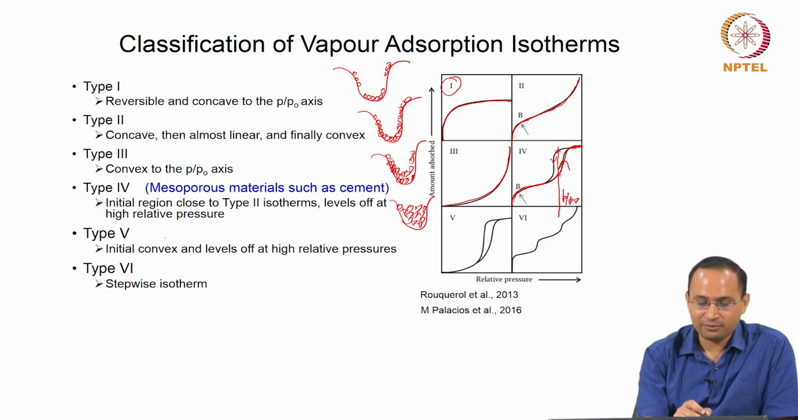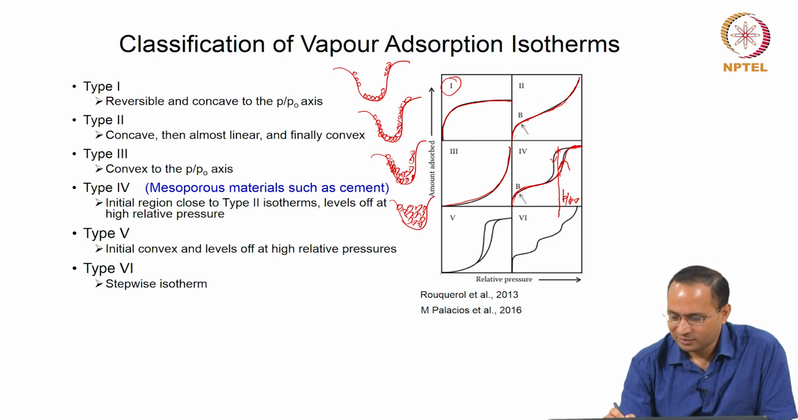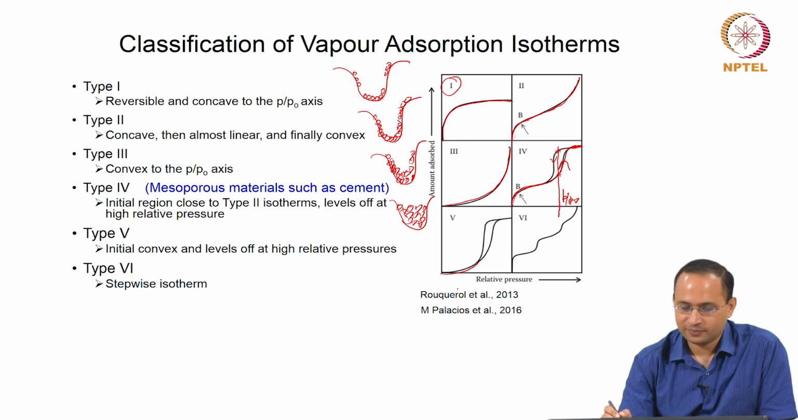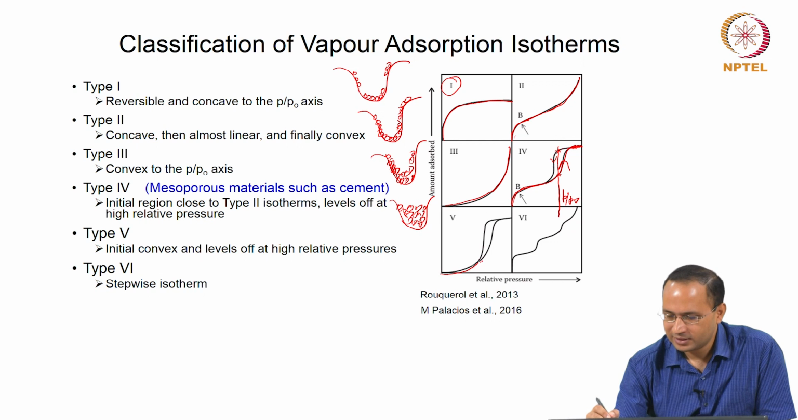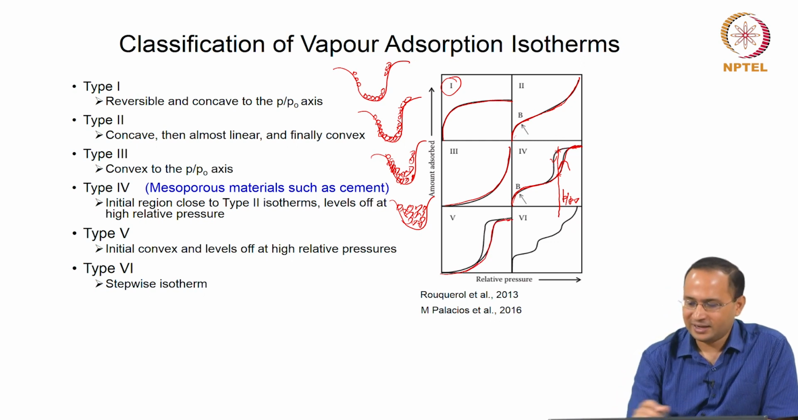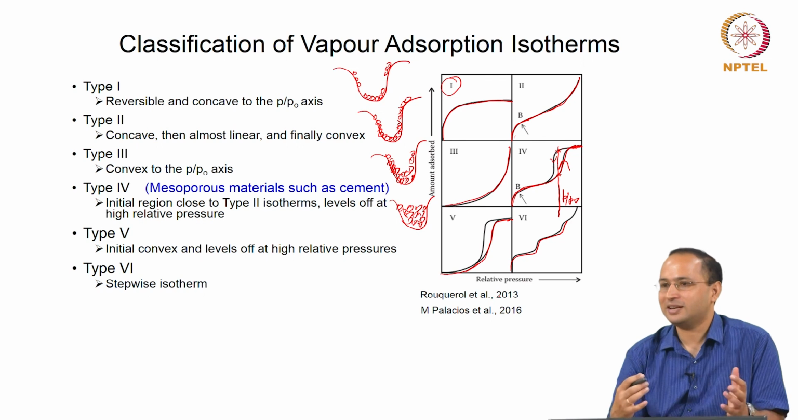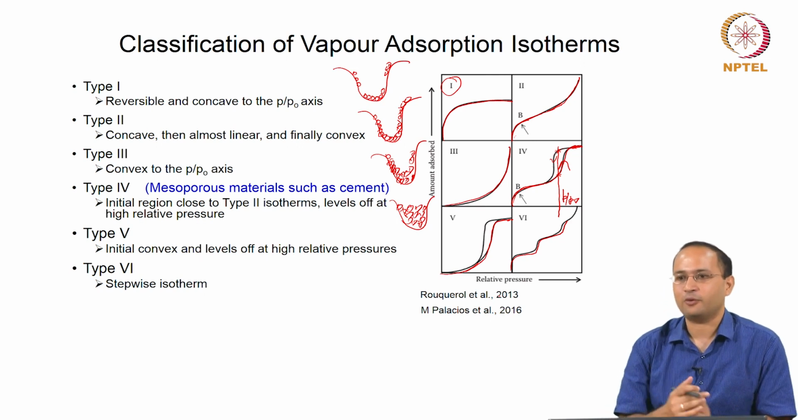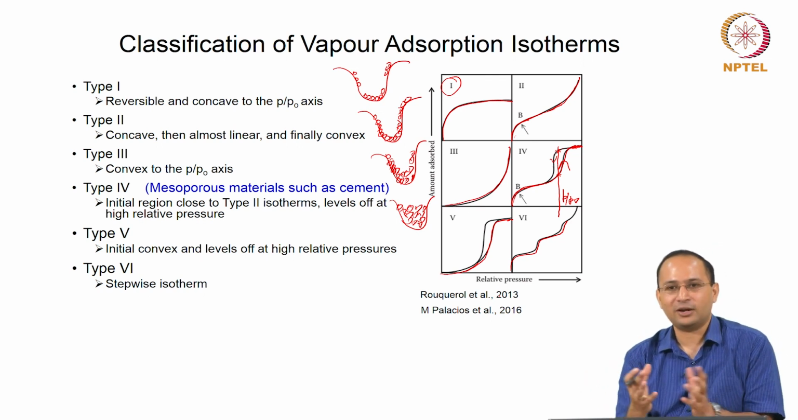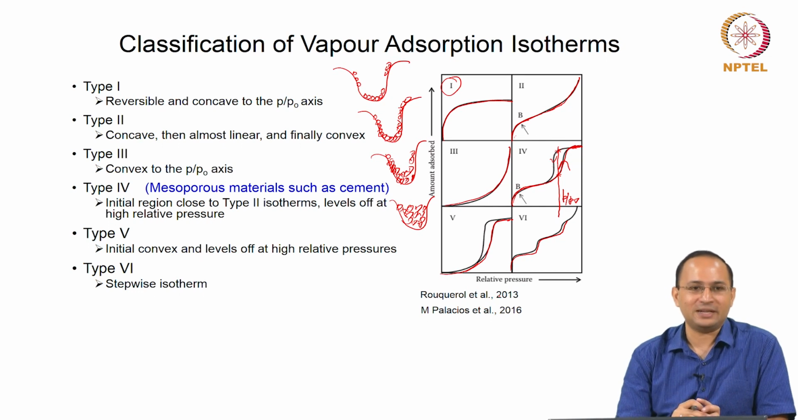Type 5 is initial convex, then levels off at high pressures. And type 6 is stepwise. You see steps, that is why it is called stepwise isotherms. So these are the 6 different types of isotherms, applicable to different kinds of materials.